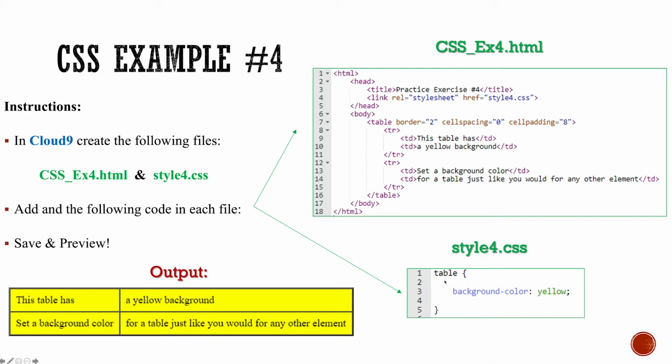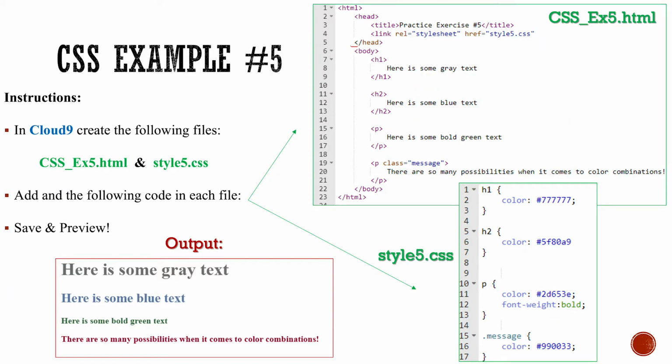So I link the HTML file to style for the CSS, and then I'm selecting the table in the CSS and declare them to have a background color of yellow. So this is the results.